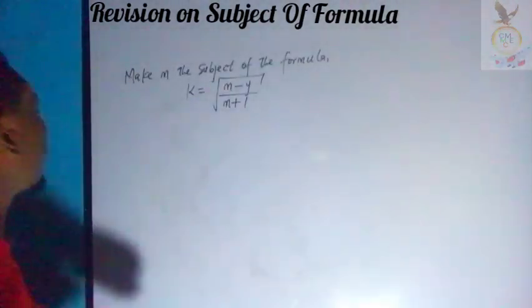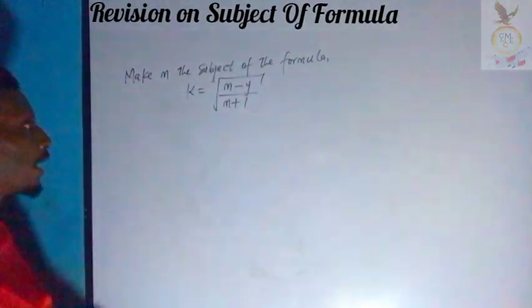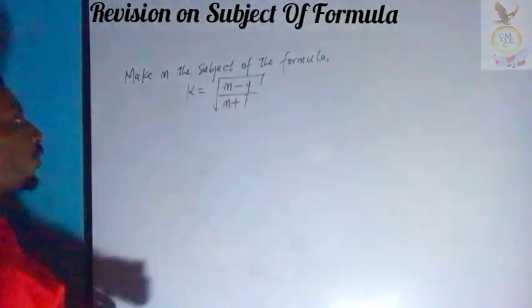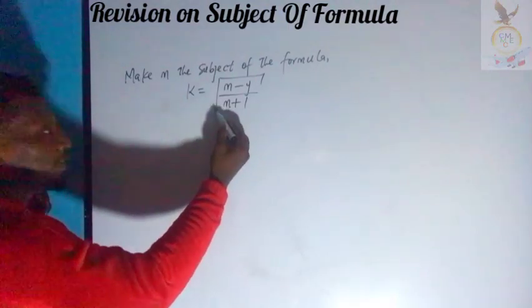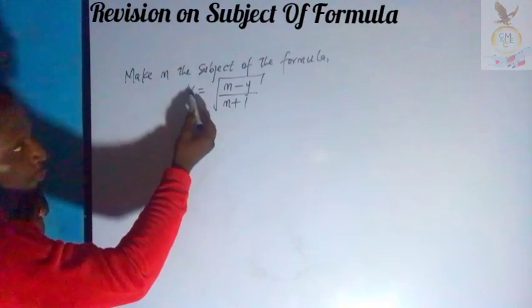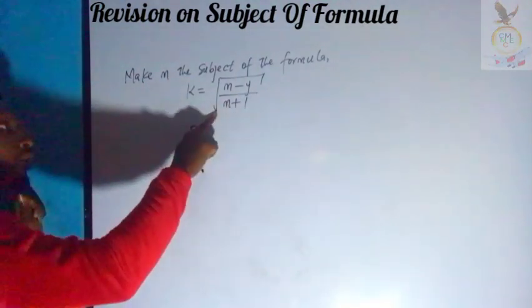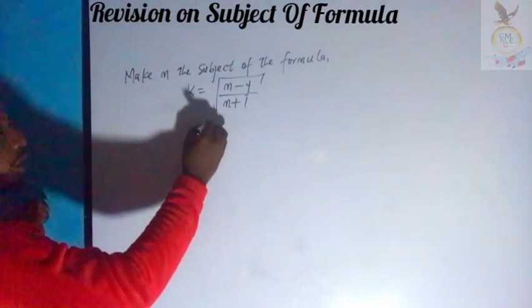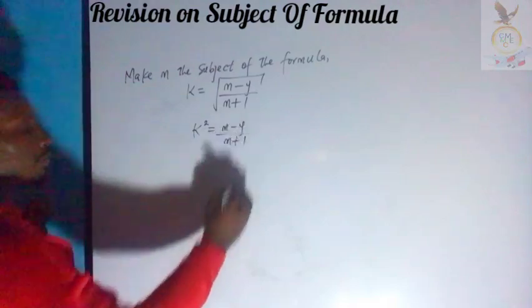The fifth question says, make m the subject of the formula, that is k is equal to the square root of (m minus y) all divided by (m plus 1). So I have to remove the square root. Removing the square root, coming over to this side, becomes squared. So k squared is equal to (m minus y) divided by (m plus 1).